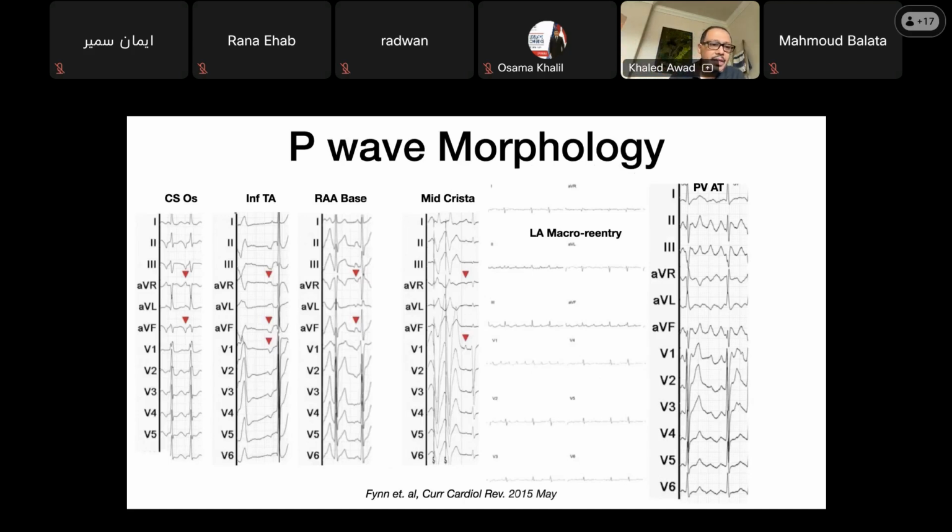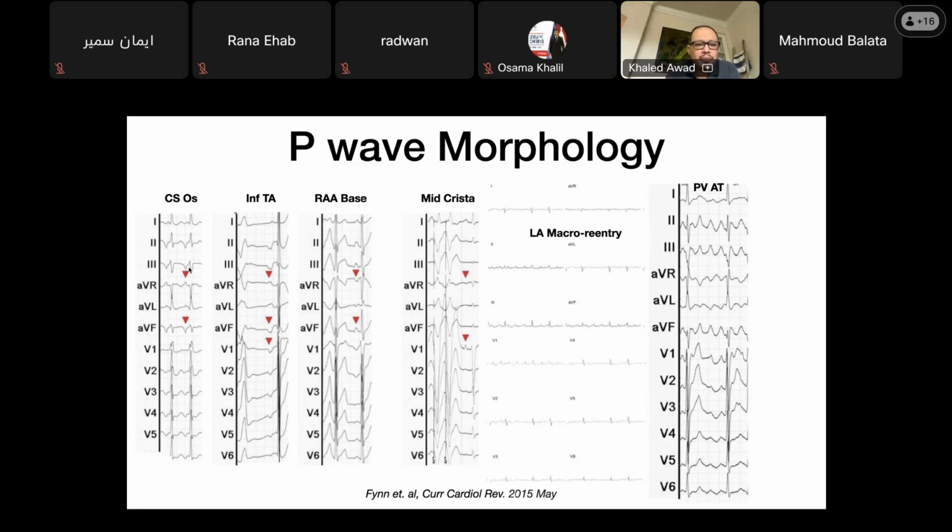Some examples. Things arising from the ostium of the coronary sinus. You see these P waves? Anytime you see these very deep P waves in the inferior leads, you always just think of the coronary sinus. Go to the ostium of the coronary sinus and see what's going on there. This is not just relevant to atrial tachycardia or atrial flutter. This is very relevant to a lot of other things.